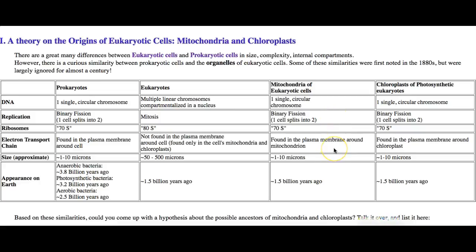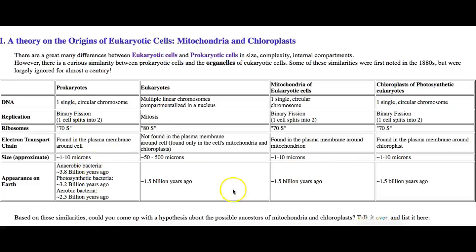Again, electron transport chain. So we'll talk about this with photosynthesis and cellular respiration. The electron transport chain is found in the membrane of these cells as well as in the membrane of the entire bacteria. Not true of our own cells. They're only found within the mitochondria or the chloroplast, sorry. And then we can continue on to the sizes, similar. They're both little tiny things like bacteria.